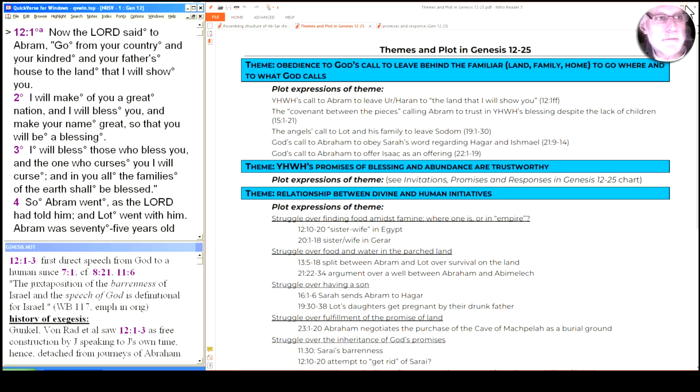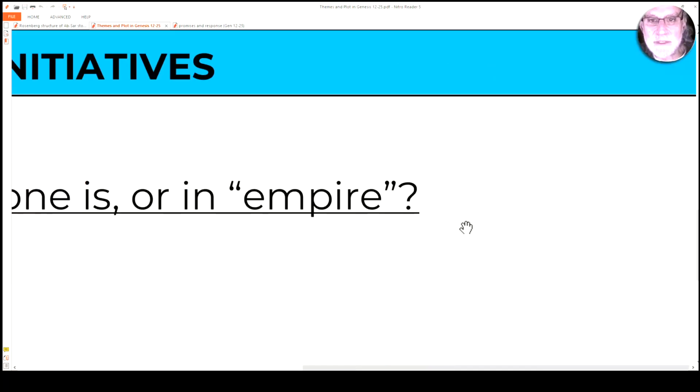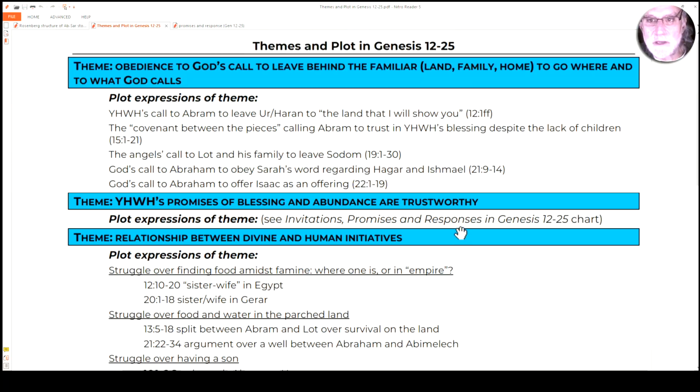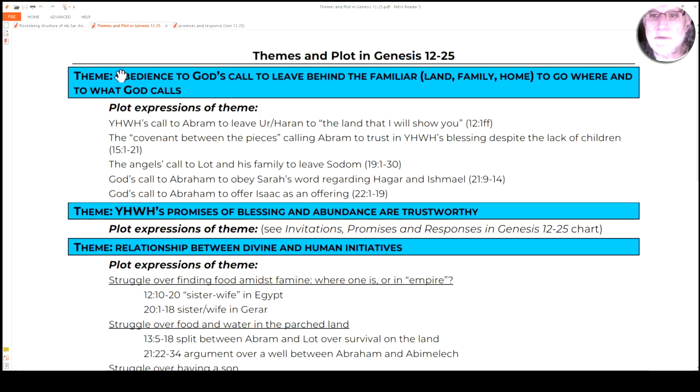And why don't I just maximize this now so we can see this bigger, since this is our focus as we go. So for each of these themes in blue, we'll see a number of plot expressions, and I won't go over this in detail. I'll post it to the web page as I've been doing, but just to give us a broad idea as we start. So first theme, obedience to God's call to leave behind the familiar, land, family, home, to go where and to what God calls.